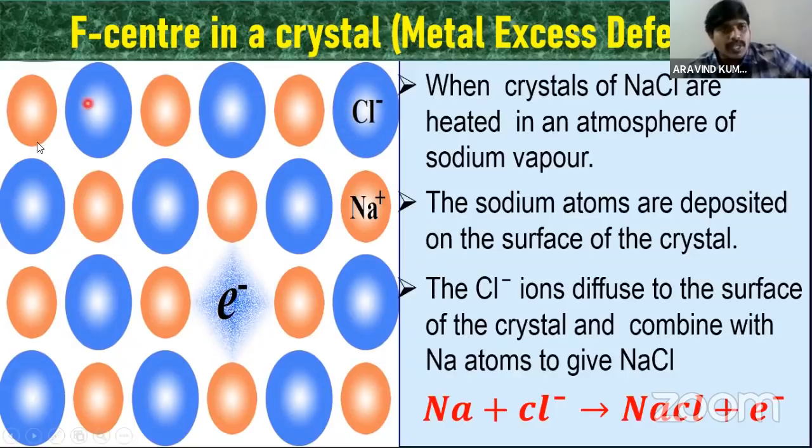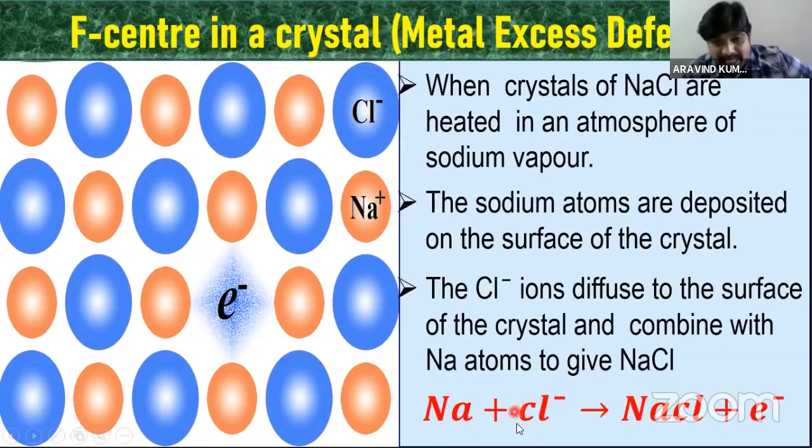When the crystal of sodium chloride is heated in an atmosphere of sodium vapor, what happens? Slowly, sodium atoms are deposited on the surface of the crystal. Exactly on the surface of the sodium chloride crystal, which ions will be deposited? Sodium ions. Now Cl minus ions slowly diffuse to the surface of the crystal and combine with sodium atoms to give NaCl. To make you understand, children, I have represented it with an equation.